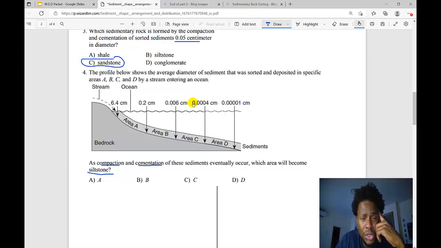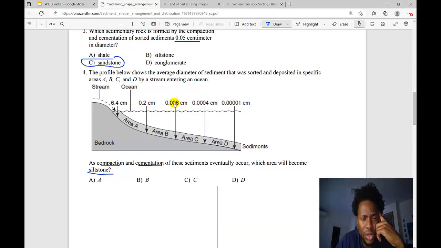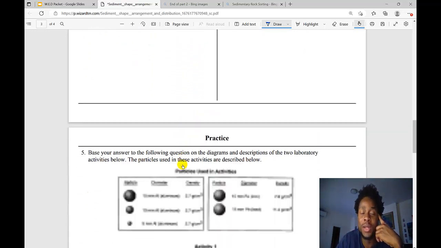0.000001 is too low, 0.004 nice, and 0.006. Let's double check that one more time: 0.0004 to 0.006. Yeah, 0.006 right here, 0.004 right here. So it's going to be this area C here that will form siltstone, because this is the particle diameter of silt. So our answer here would be C. See that? You're smart. You're smart. You're smart.